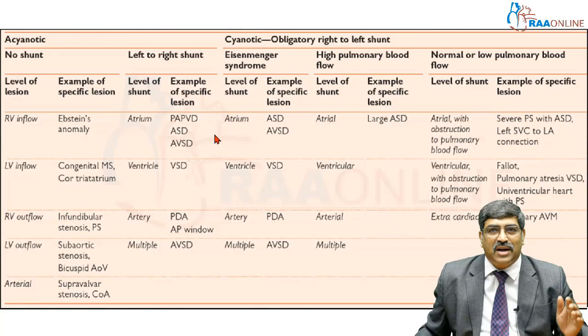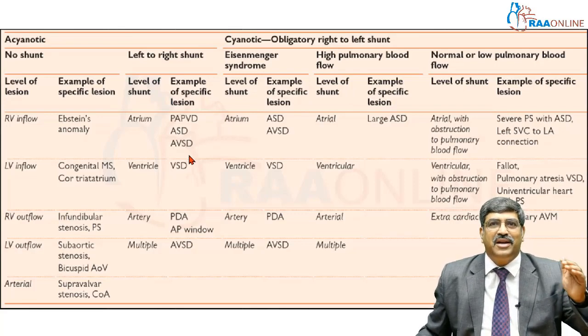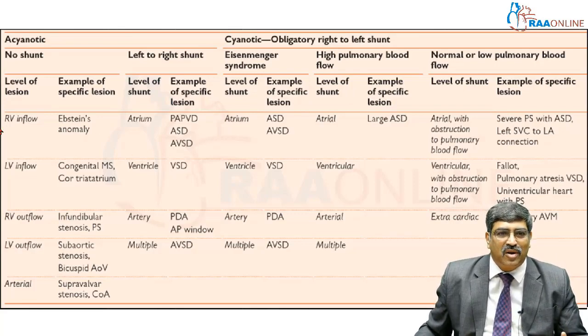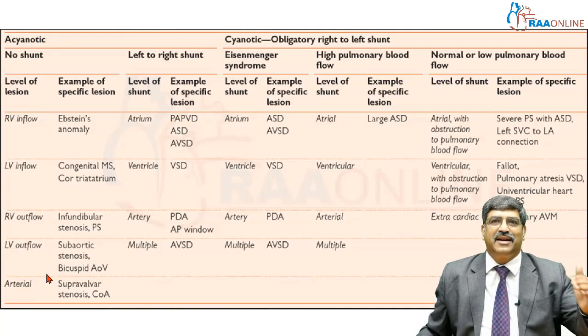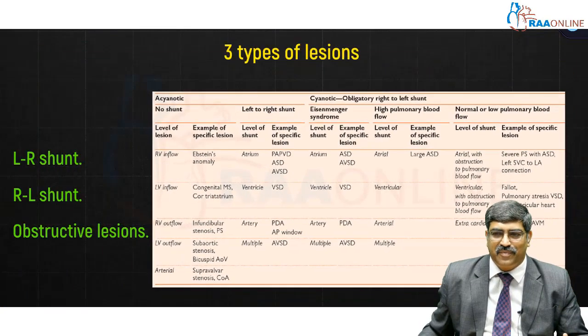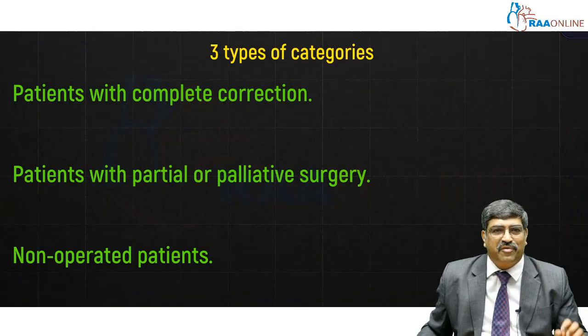Another way to look at congenital heart disease is by the ventricles and great vessels. You can look at the inflow of the ventricle, the outflow of the ventricle, or the great vessels relationship. It can be classified into 3 types of categories.